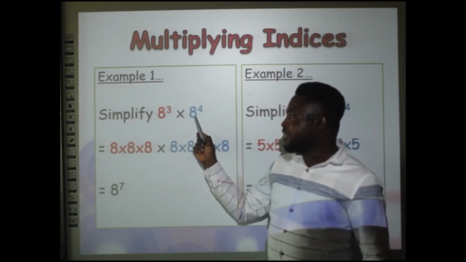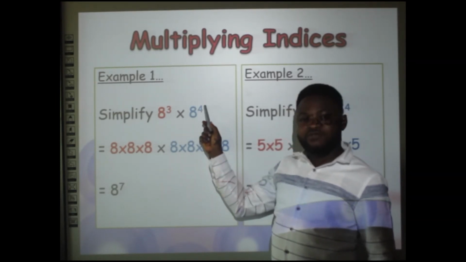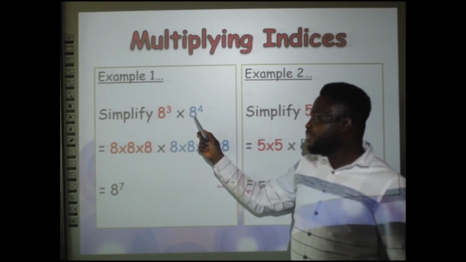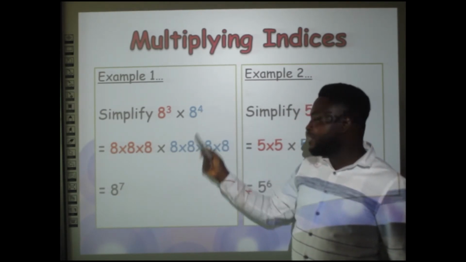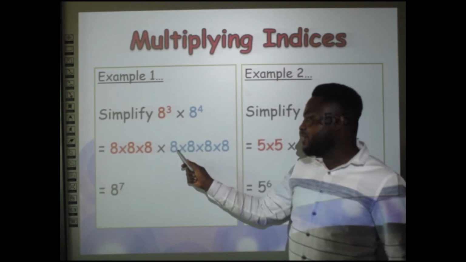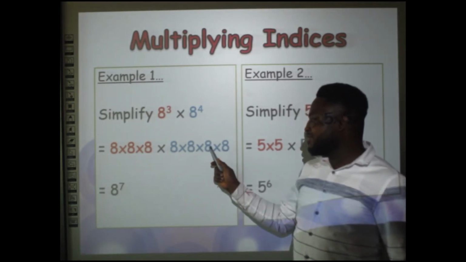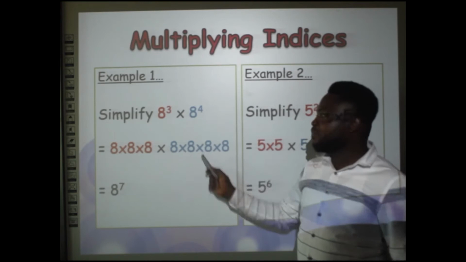Okay? Now let's look at this one. This is 8 raised to the power of 4. That means 8 appears 4 times. We multiply it together 4 times. So this will be 8 times 8 times 8 times 8. You write it in the expanded form.